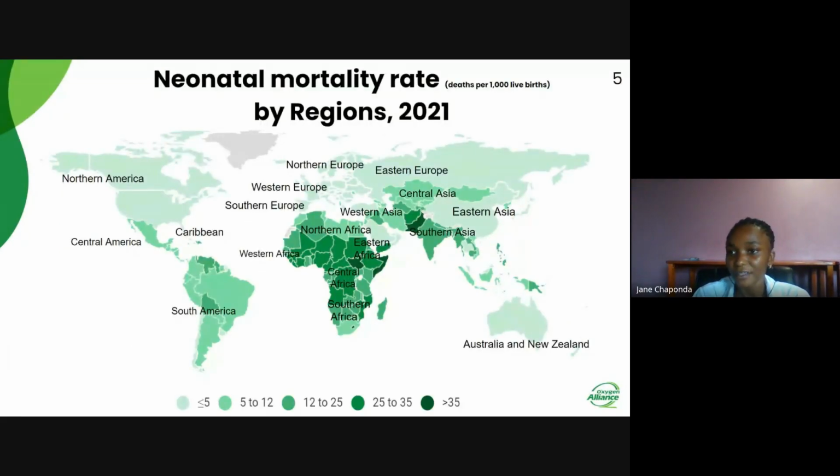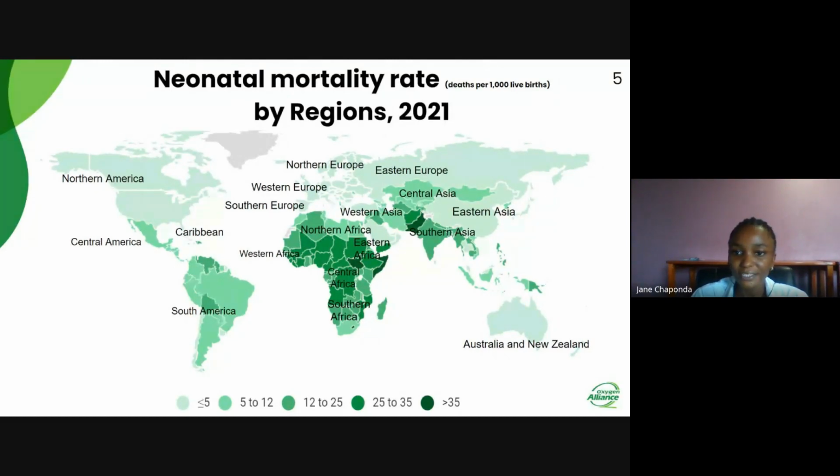Moving on, let's look at the statistics of neonatal mortality. This is a world map showing neonatal mortality rates across regions in the year 2021. Neonatal mortality rate is the probability of dying during the first 28 days of life, expressed per 1,000 live births. According to the World Health Organization, the first month of life is the most vulnerable for child survival because most children face the highest risk of dying in their first month of life.